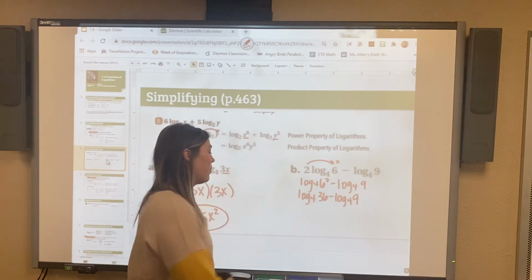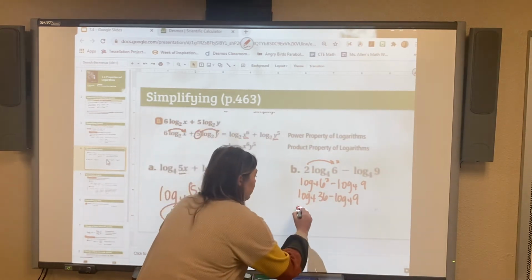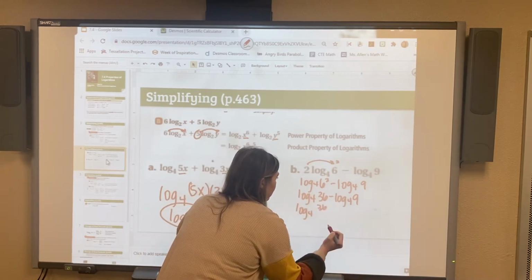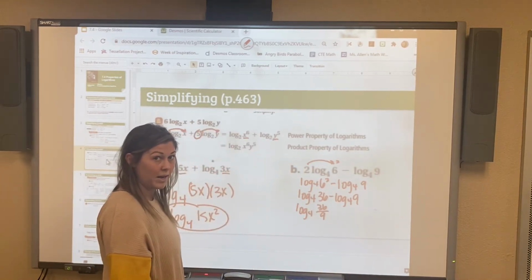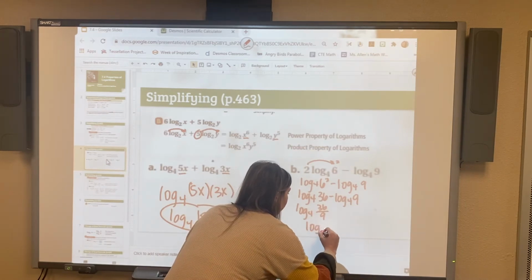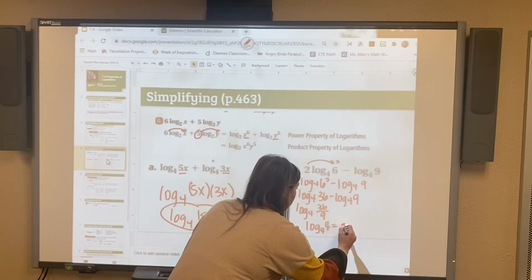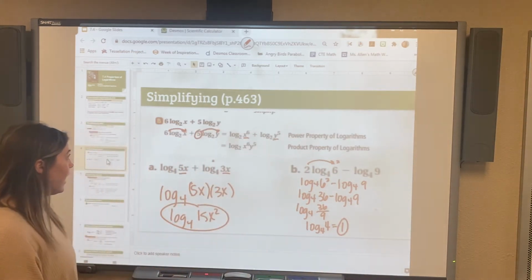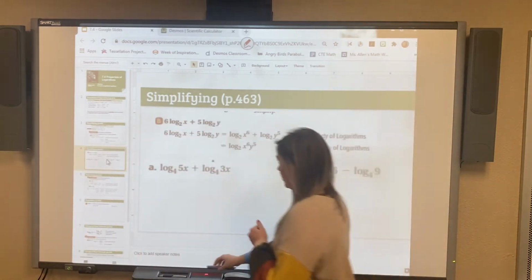Now they're both log base 4. It's subtraction, so that means quotient, division. So we have log base 4 of 36 over 9. Well, what is 36 divided by 9? That is 4. So we have log base 4 of 4, which is equal to 1. So that is expanding and going to a single.